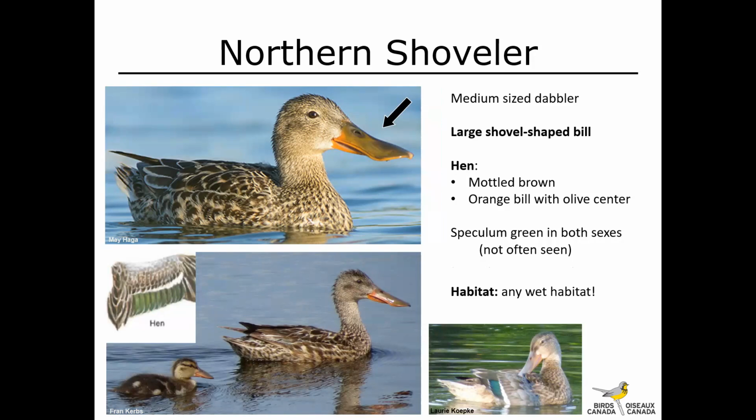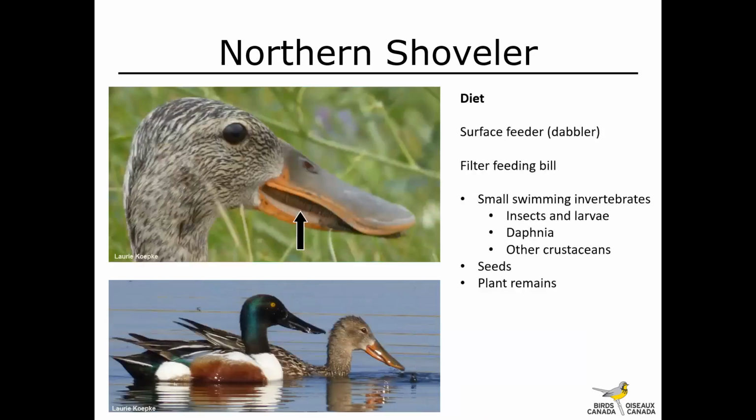Northern shovelers, similar to mallards, you're going to be finding these in any kind of wet habitat. You'll often see them in roadside ditches, small wetlands and ponds. They're a really common species out west. They're a surface feeder, and they do so a little bit differently than the mallards. They really strain out their food.